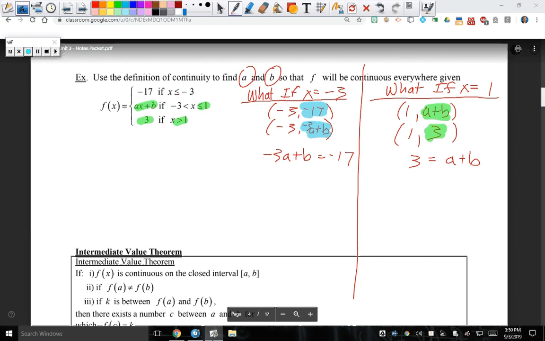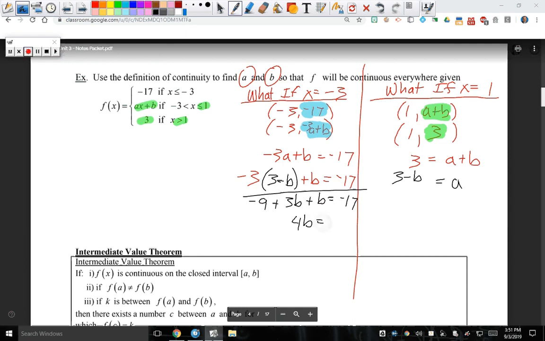Let's do substitution. Let's say that a is 3 minus b. So 3 minus b is going to be substituted over here where a was on this equation. And now we're going to solve for b. Okay? Say again? My bad. Okay. So we'll get a negative 9 plus 3b plus b is negative 17. So we get 4b is equal to what?